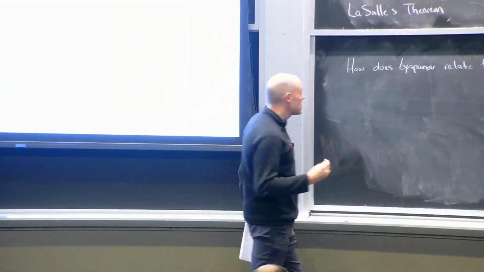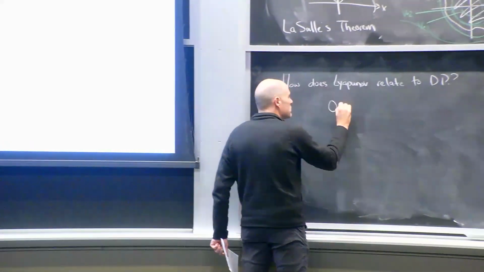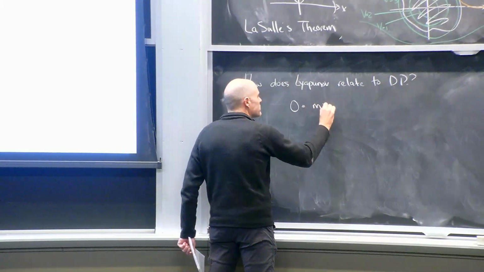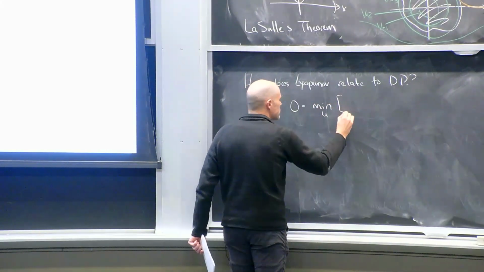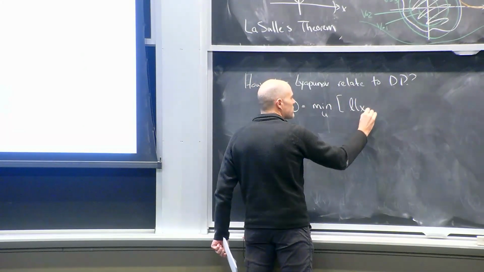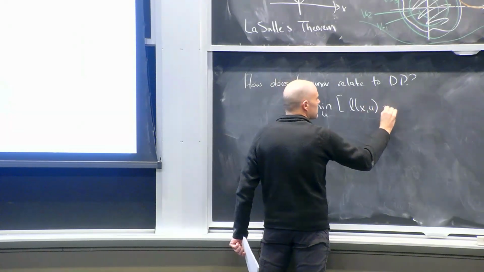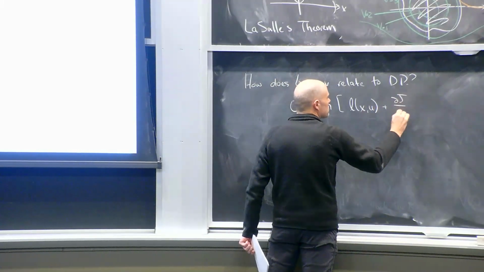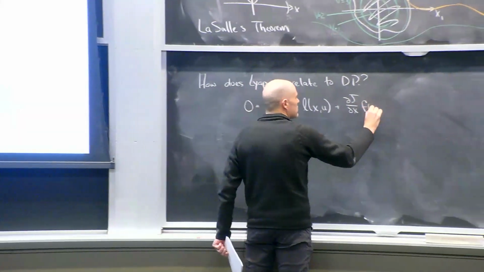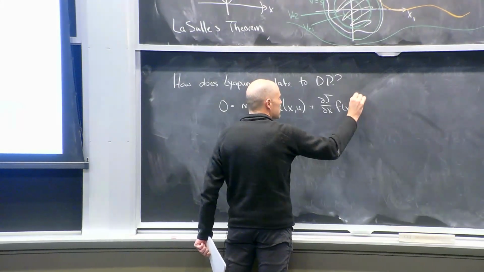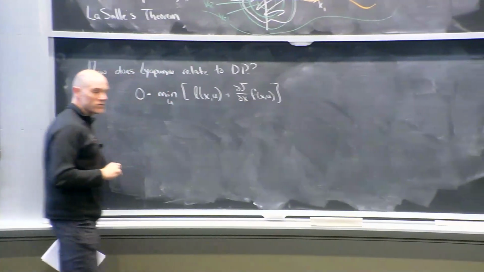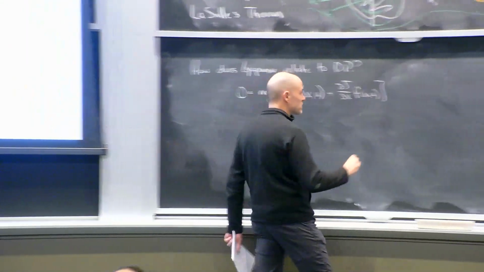Okay, so let's write the continuous time Hamilton-Jacobi equation. So I have some loss function, okay? I have partial J, partial x, f of x, u. That thing has to equal 0. That was the Hamilton-Jacobi-Bellman equation in continuous time, right?